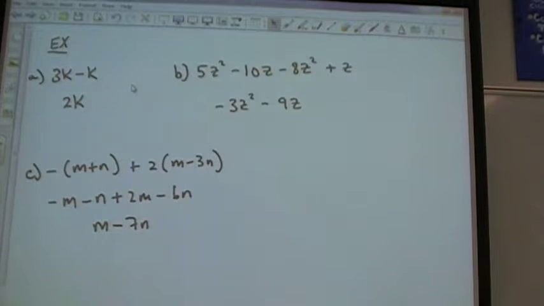Next example. Simplify the expressions. There are three different problems, A, B, and C. A and B was one step and you're done. C we needed to simplify a little bit.